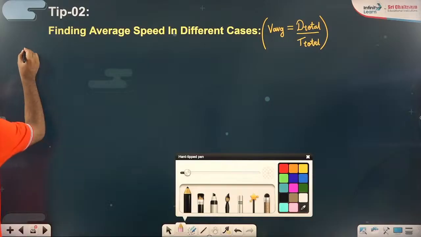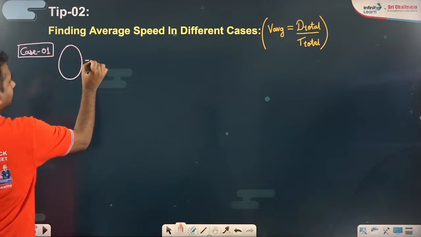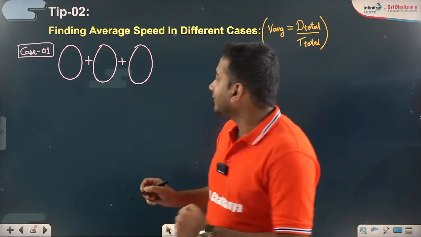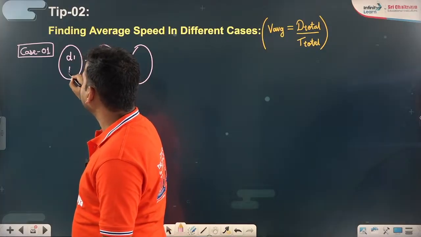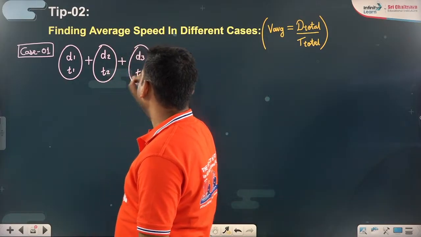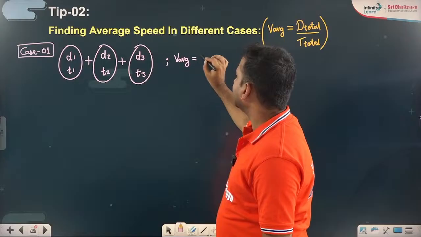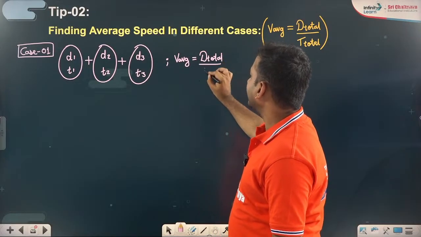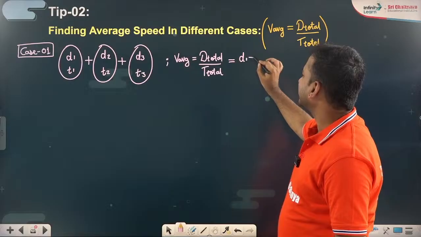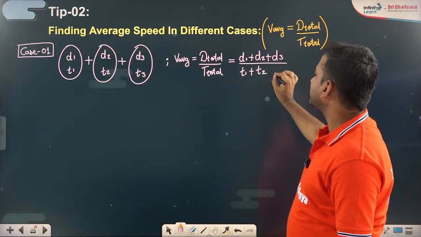For example, case 1, the most basic case. Suppose the examiner is dealing with 3 intervals for the motion of the particle, and they say a body covers d1 distance in t1 time, then d2 distance in t2 time, and then d3 distance in t3 time. Tell me the average speed. Average speed will simply be d total by t total. You have been doing this since your childhood, so it's very easy. What is d total? d1 plus d2 plus d3. And what is t total? t1 plus t2 plus t3.